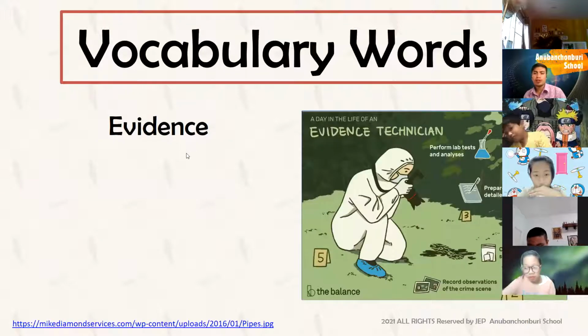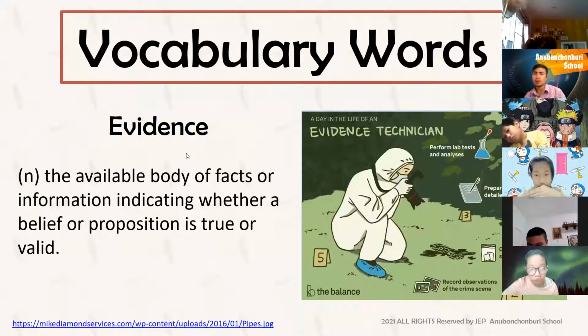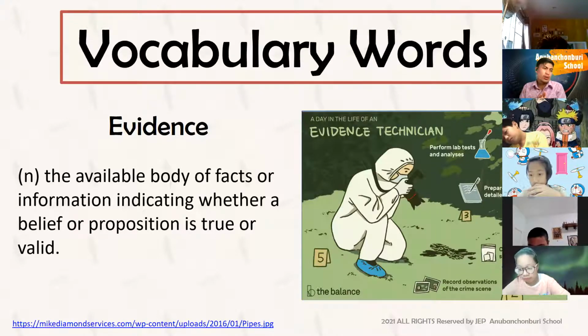The next one here is the word evidence. What is the meaning of the word evidence? Evidence is the available body of facts or information indicating whether a belief or proposition is true or valid. For example, I will say, I believe that Thailand was a home of dinosaurs before. Is that correct or is that wrong? We don't know because we don't have proof, right? We need to find the evidence.